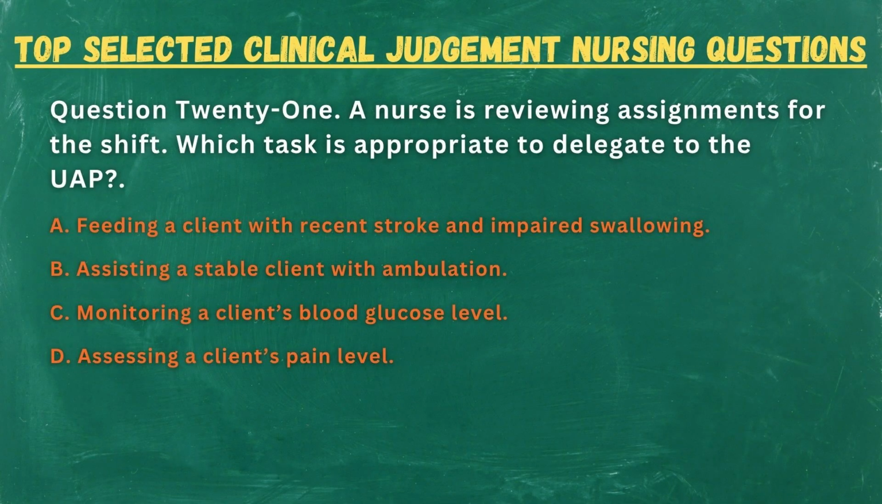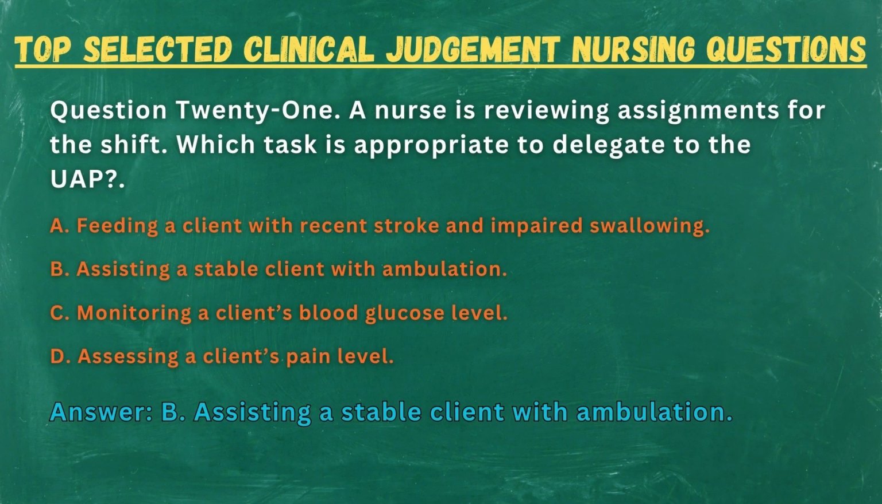Question 21. A nurse is reviewing assignments for the shift. Which task is appropriate to delegate to the UAP? A. Feeding a client with recent stroke and impaired swallowing. B. Assisting a stable client with ambulation. C. Monitoring a client's blood glucose level. D. Assessing a client's pain level. Answer: B. Assisting a stable client with ambulation.